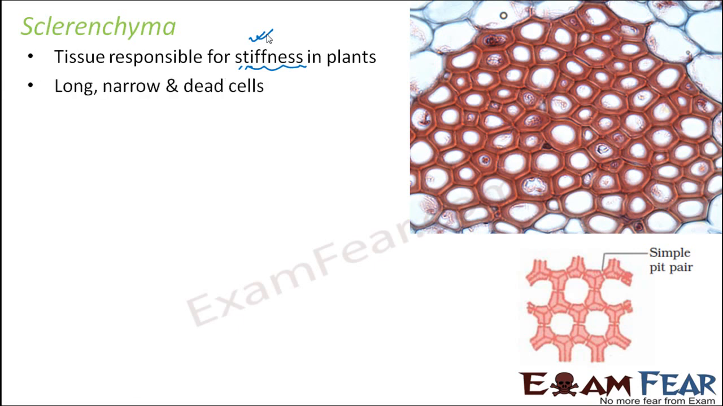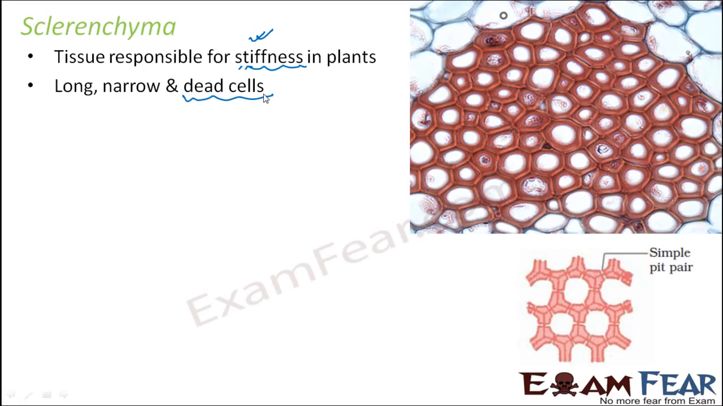These are long, narrow and dead cells. Now, whereas parenchyma and collenchyma were living cells, sclerenchyma are dead cells. Now, what do we mean by living cells and dead cells? Living cells are those inside which the entire cellular processes are happening. That means the process of cellular respiration and all those things are taking place inside each and every cell. But if it is dead, all those cellular processes have stopped taking place. So sclerenchyma are dead cells.